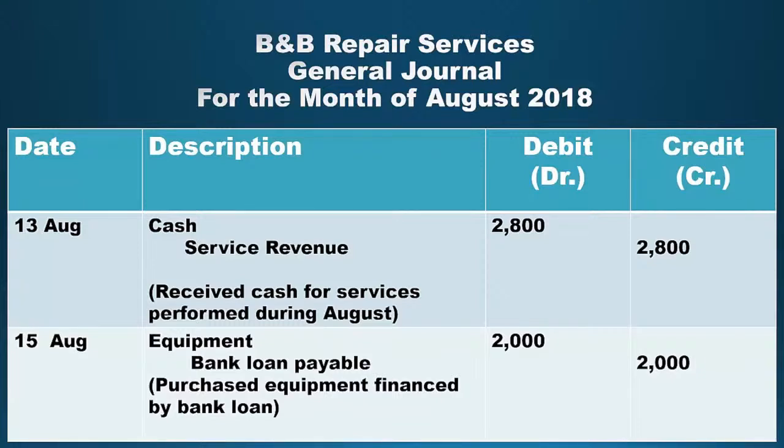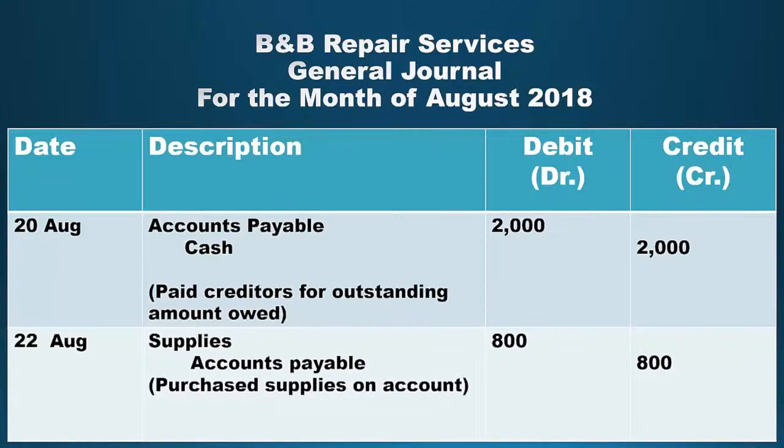To record this, we debit equipment for $2,000 to show the acquisition of the new asset. Credit bank loan payable for $2,000 to reflect the new liability. The narrative for this entry is purchased new equipment financed with a bank loan.